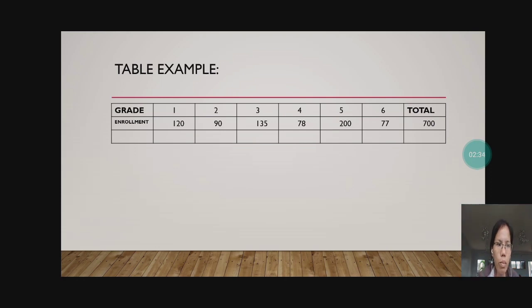So this is the table. Grade 1 has an enrollment of 120. Grade 2 has 90. Grade 3 has 135. Grade 4 has 78. Grade 5 has 200, and grade 6 has 77. So the total enrollment is 700.